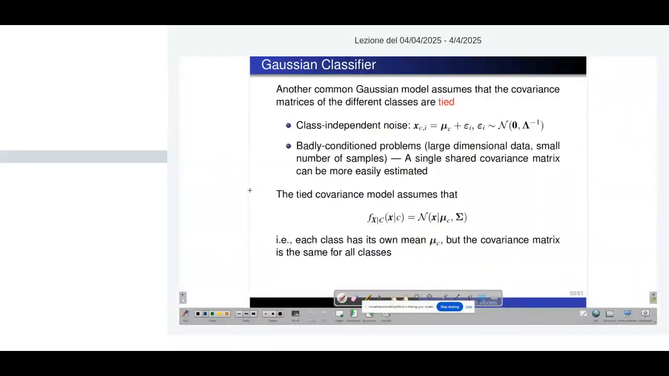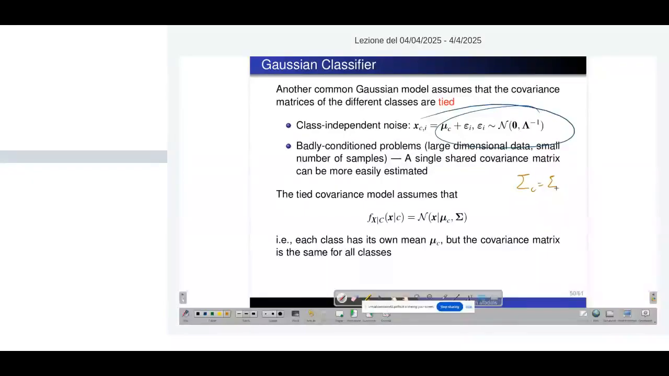Then we have seen a second model, the tied covariance model, where essentially we assume that the distributions that describe each class share the same covariance matrix. This is equivalent to saying that for all classes, sigma C is equal to a single matrix, sigma. When do we use this?